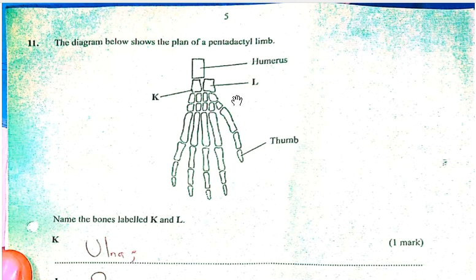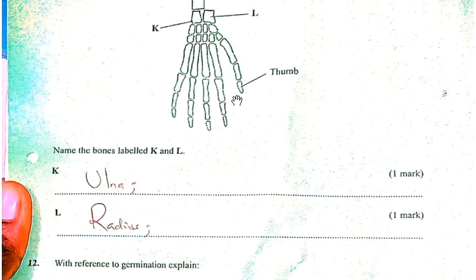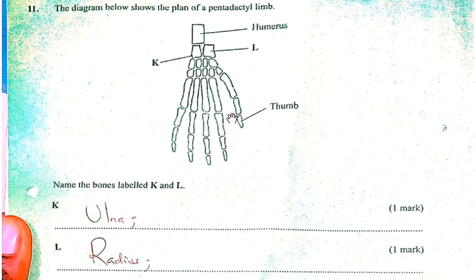And K is the ulna and L is the radius. We say K is the ulna because it is in line with the smallest finger. In this case, it is always in line with the smallest finger. Then L is the radius. It is in line with the thumb. As you can see, it is in line with the thumb.